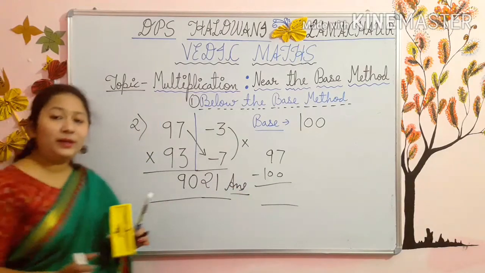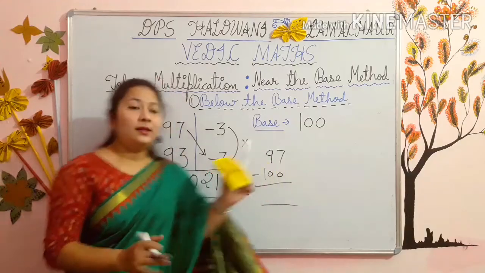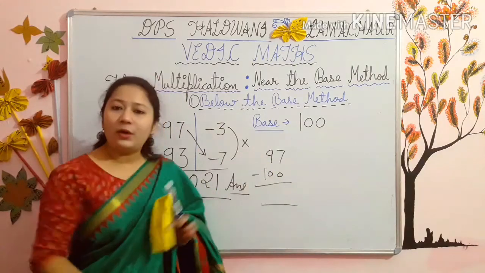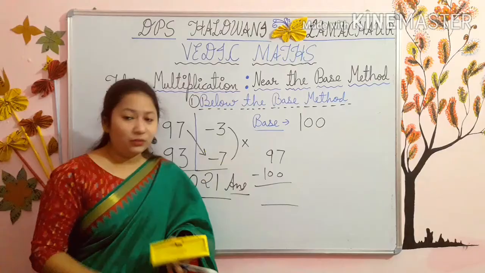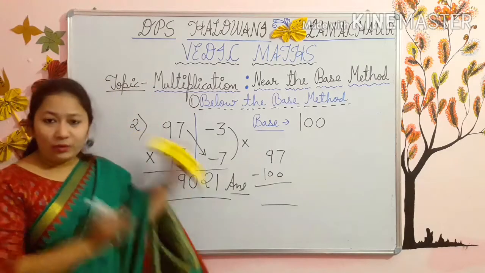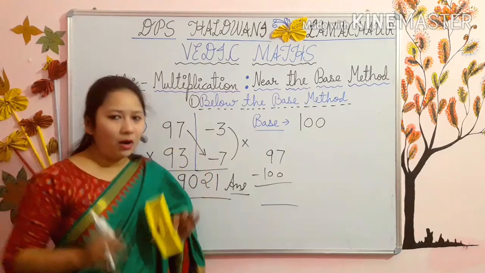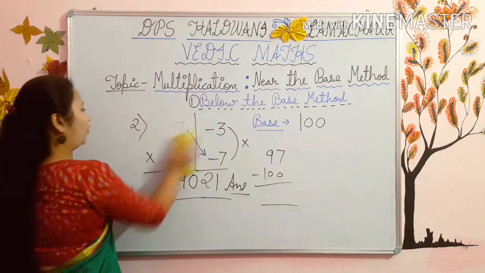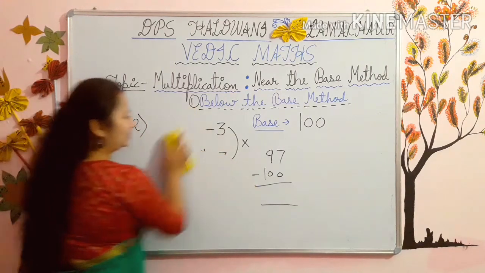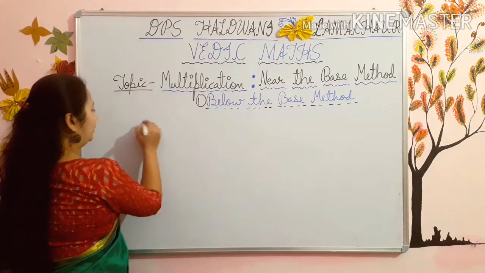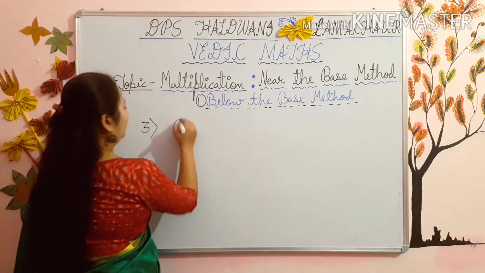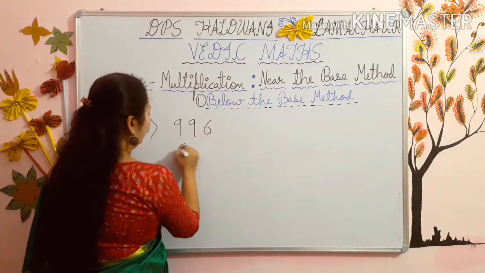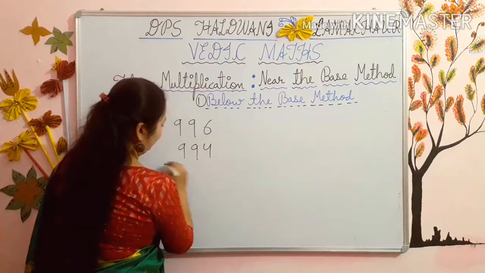How easily you can take out the answer, students. These calculations I am doing because I have to explain you. You can easily do orally also these sums. I will tell you how. Now we will go for our third sum, which is a 3-digit sum. Now students, your third sum is 996 and 994.